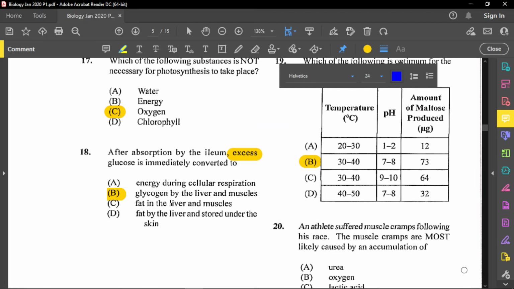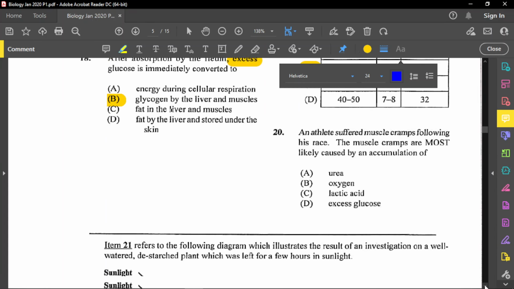Now, question number 20. It said, an athlete suffered muscle cramps following his race. The muscle cramps are most likely caused by an accumulation of what? To have muscle cramps, you undergo anaerobic respiration, and anaerobic respiration in muscles produces what they call lactic acid. Just to make a note that anaerobic respiration in our cells takes place in the cytoplasm, while aerobic respiration takes place in the mitochondria. All right, so just make note of that as well.